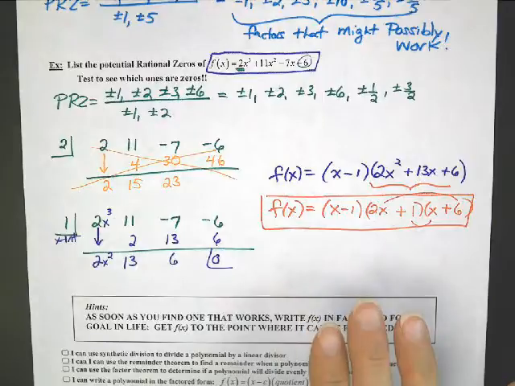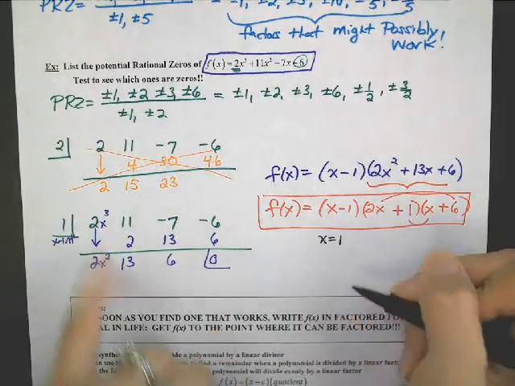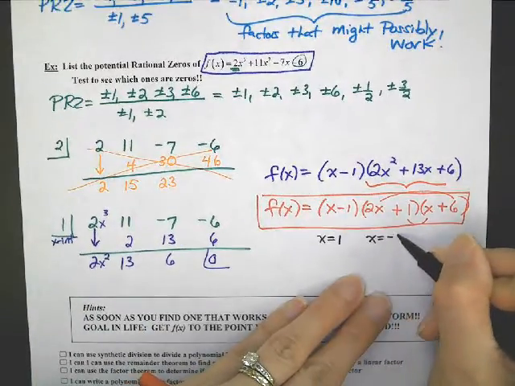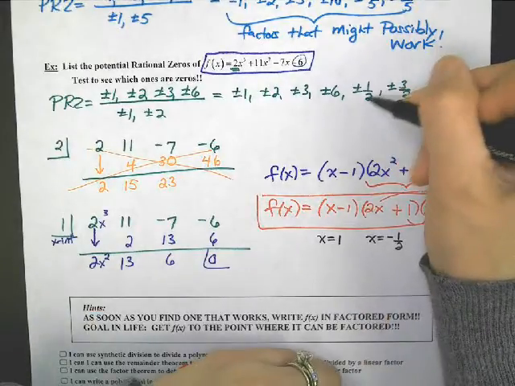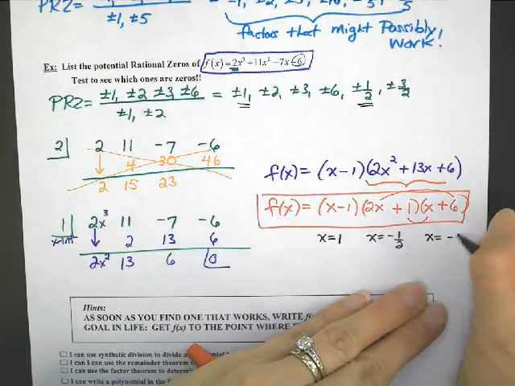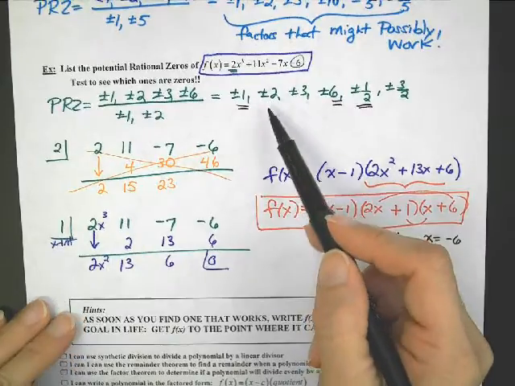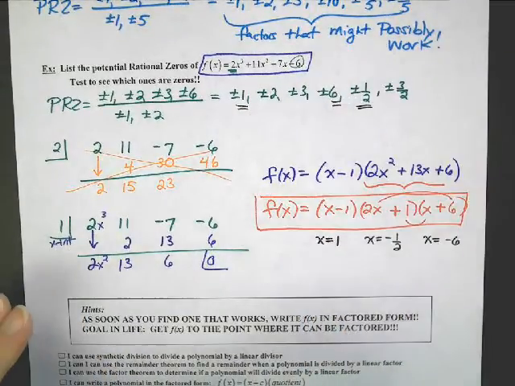Okay, so what were the zeros? This factor right here says x is equal to 1. I found that one already. This factor right here says negative 1/2. Oh, negative 1/2, here it was. Here it was in the list. And this factor was negative 6. There it was. So if we tried negative 1, positive 2, negative 2, positive 3, negative 3, we wouldn't have found one until we got all the way to here.